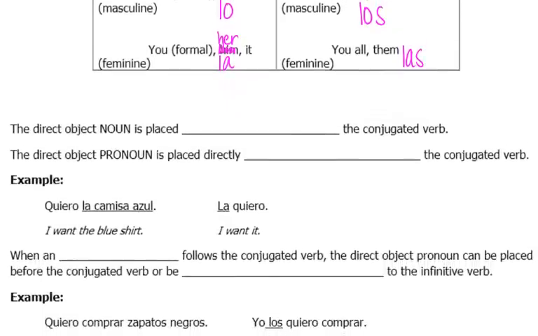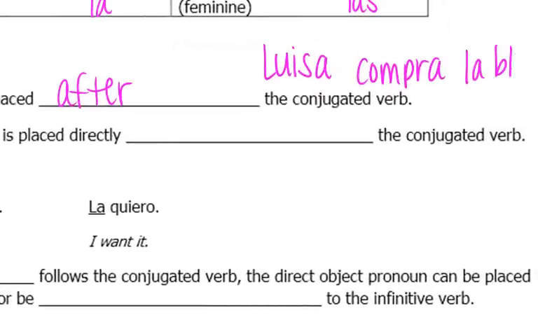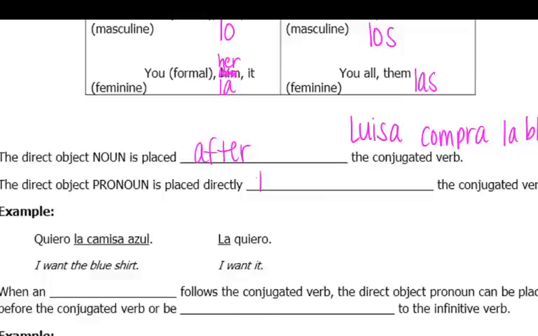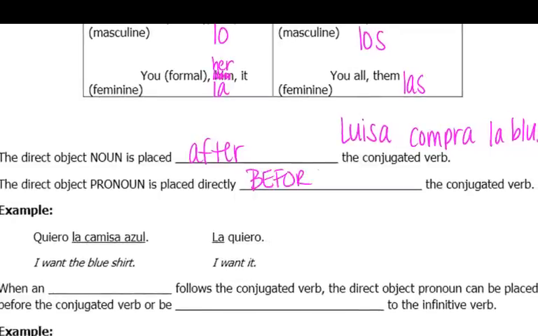A direct object noun is placed after the conjugated verb. So if you look at the sentence up above, Luisa compra la blusa. La blusa comes after the word compra. But a direct object pronoun is placed before the conjugated verb. So in the example up above, it changed from Luisa compra la blusa to Luisa la compra. So the la is what's replacing la blusa, comes before it.